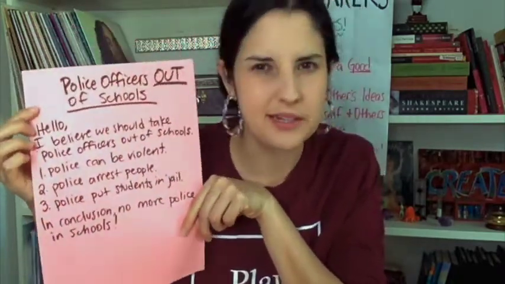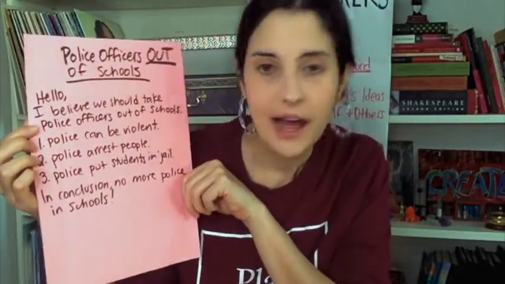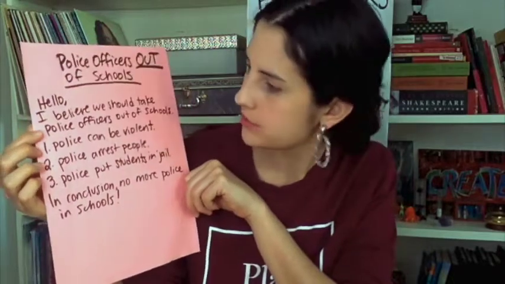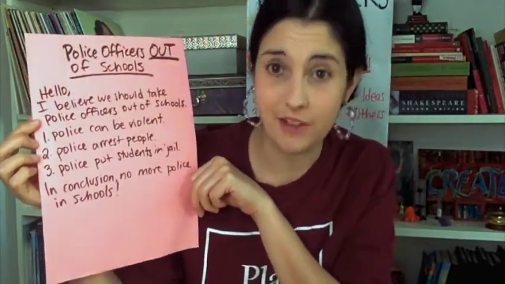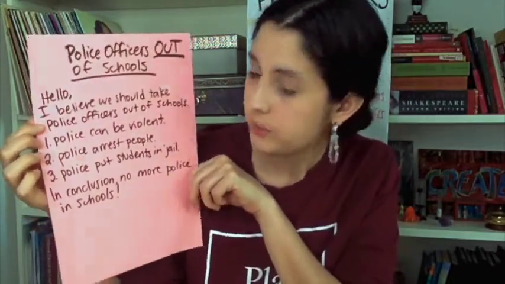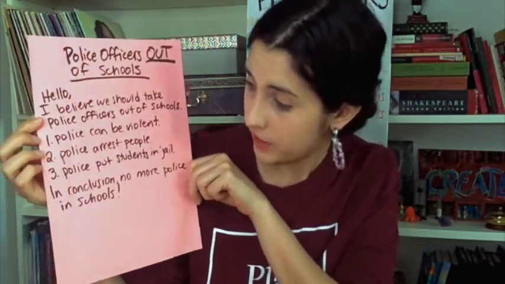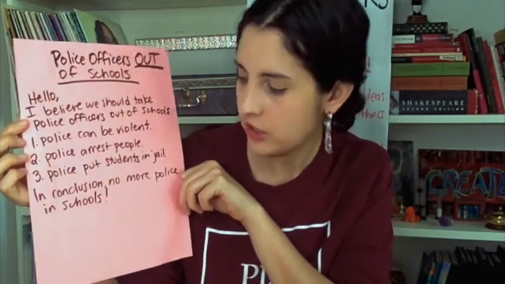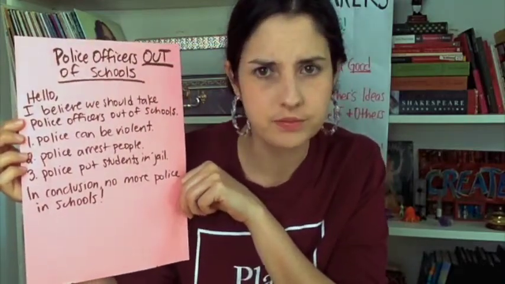And you can give your argument a title, too, like you would a story. Hello. I believe we should take police officers out of schools. 1, police can be violent. 2, police arrest people. 3, police put students in jail. In conclusion, no more police in schools.